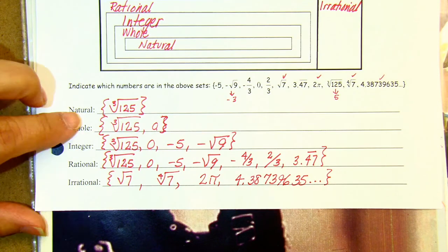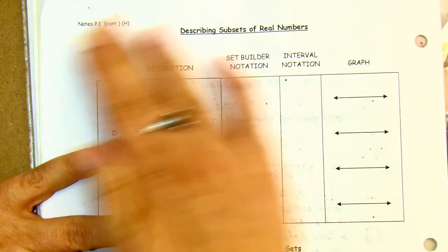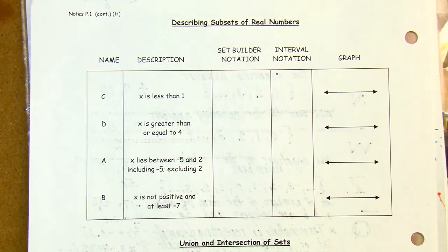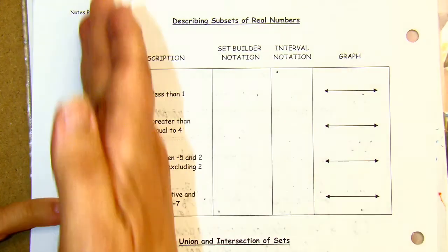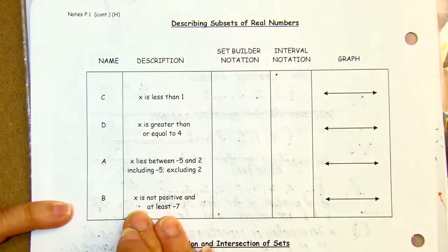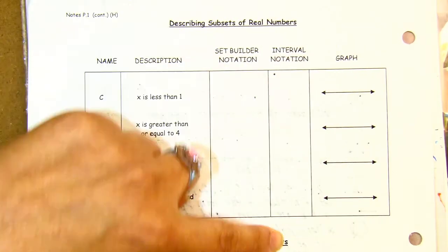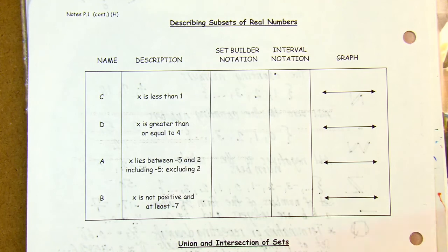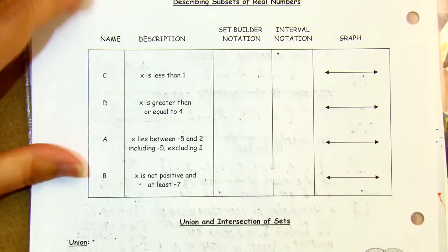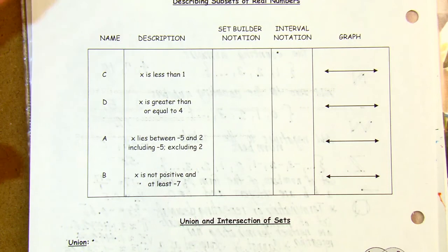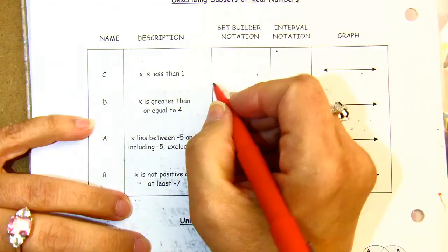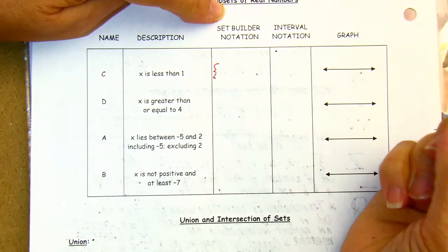Okay, side 2 of the notes. We have here a chart, and it's going to give us the name of a set, the description of what is in the set. We're going to give set builder notation and then interval notation, and then we're going to give a graph right here. So the name of the set is set C, and what's in the set are elements of X that are less than 1.